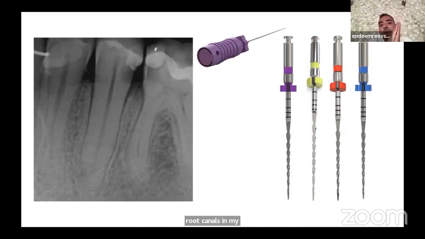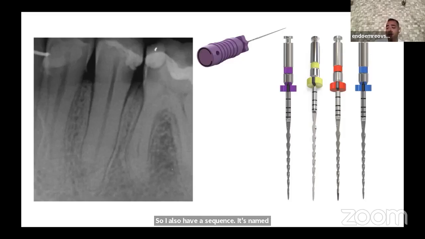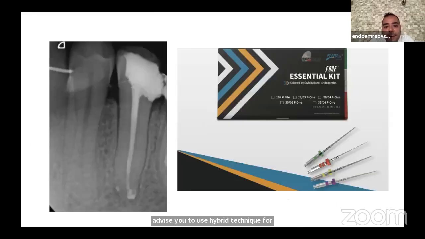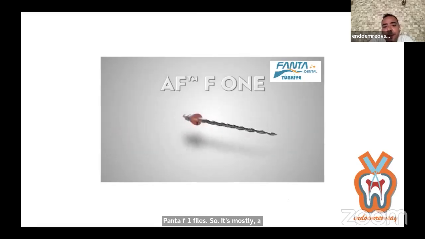It's the best usage, the best method for my application. So I also have a sequence. It's named Dr. Emre Övsay's anatomical shaping procedure. You can also check that on the Fundamentals page, in social media, on my Instagram, where I have a sequence of files. I sometimes use a hybrid technique, and I advise you to use a hybrid technique for using Fanta F1 files. It's mostly a very nice file design.